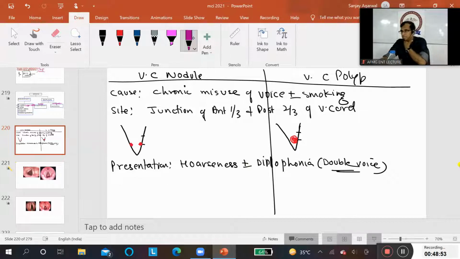And 3 differences. Nodule, as I've drawn here, is bilateral. Can you see both sides? Polyp is unilateral, that's why I've drawn one side only. Nodule is less than 3 millimeters, very small, that's why I've drawn it small, and polyp is more than 5 millimeters big, and that's why I've drawn a big polyp. So these two are very simple.